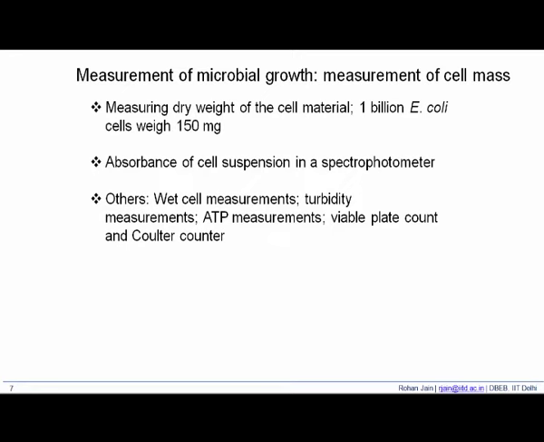So, the two major ways that are used very frequently are, first, measuring the dry weight of the cell material. For instance, 1 billion E. coli cells weigh around 150 milligram. So, every cell on an average would weigh more or less the same. So, with time the dry weight of the cell material should increase. That is the first method.